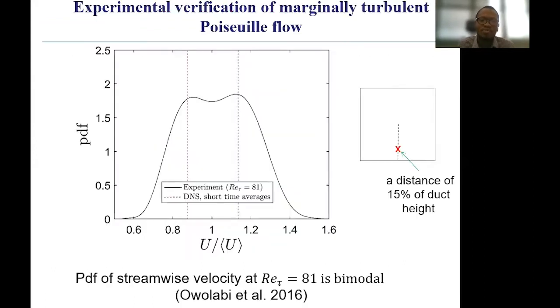And the switching of the flow field has been verified experimentally. In our previous studies, we monitored the velocity at certain locations in the ducts, and we were able to compute the probability density function of the streamwise velocity. We observed that the PDF was bimodal. This shows that the flow switches between 2 states. So we've been able to verify this alternation in states experimentally.